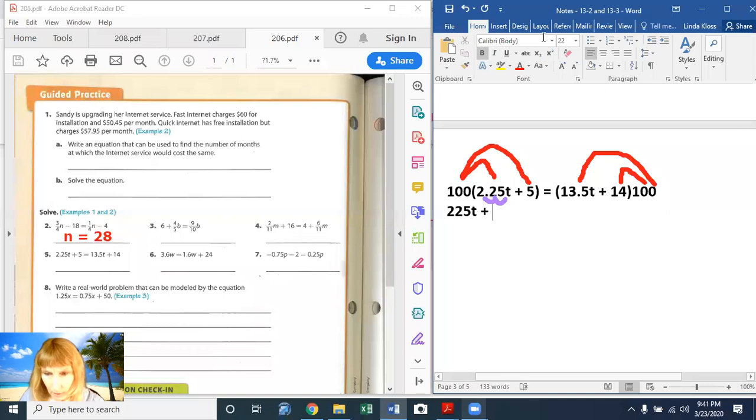100 times 5. 100 times 5 is just 500. And that equals, now we have 100 times 13.5. So again, we're going to move our decimal. We have 2 zeros in the 100. Move our decimal 2 to the right. So notice that I have an empty space here. I'm going to fill that in with a 0. So that's going to equal 1350t plus, now we have 14 times 100, so 1400.